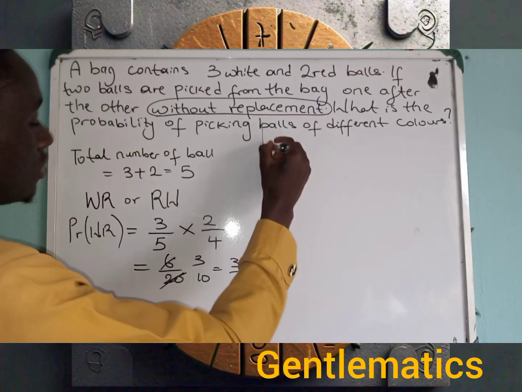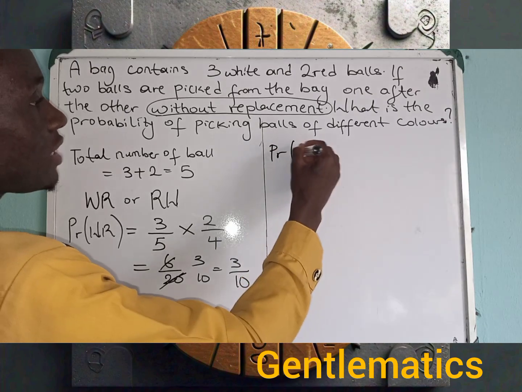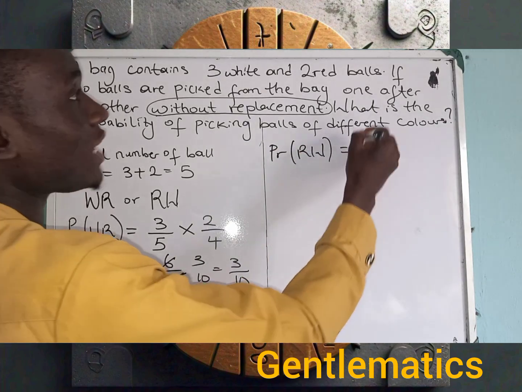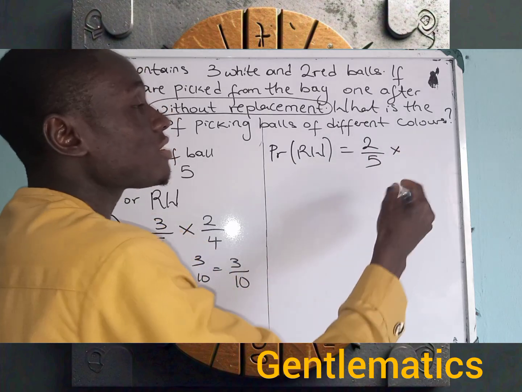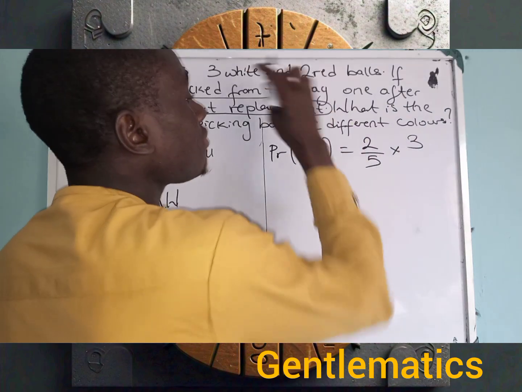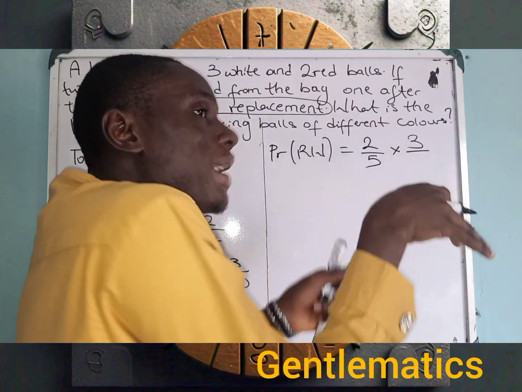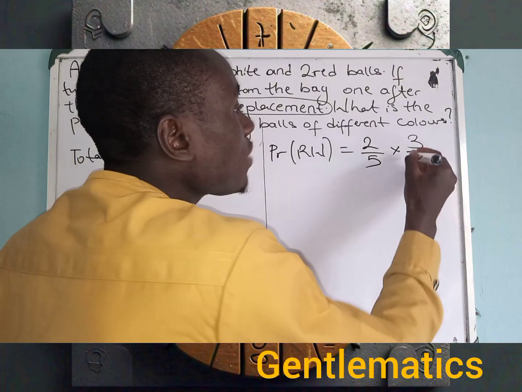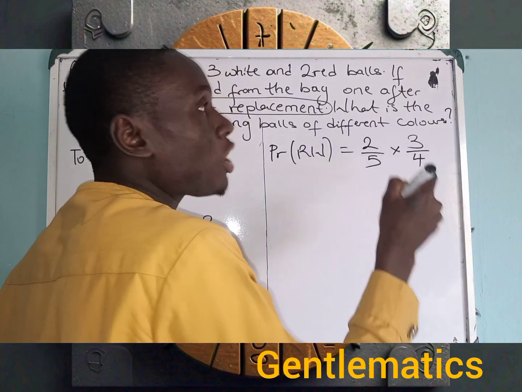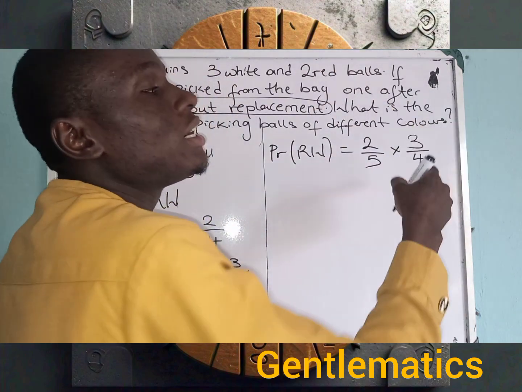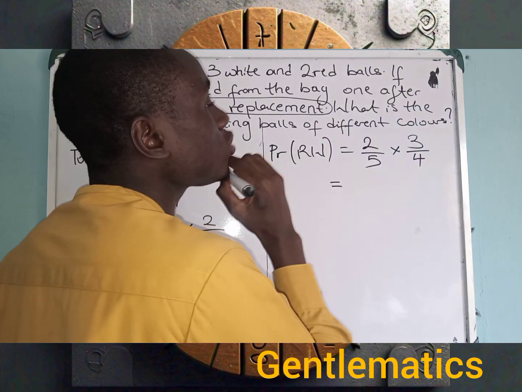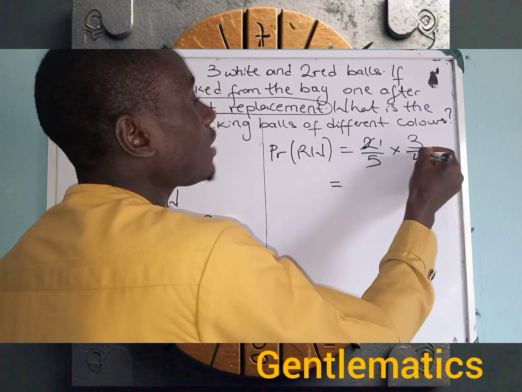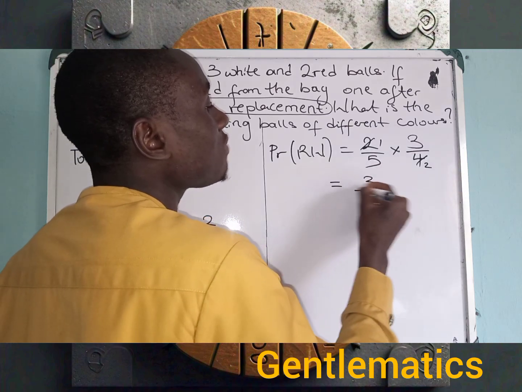And let's solve this one. The probability of red, white, now the first one is red, which is 2 over 5, total number 5, times 3 for white. The number is still reducing by 1, so we have over 4. But if it was with replacement, the total will still be 5. So you must be very careful. So this is equal to 2 here 1, 2 here 2. This will still give us 3 over 10.